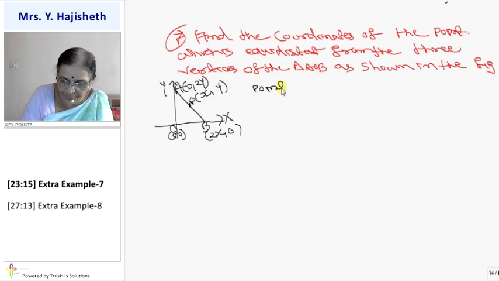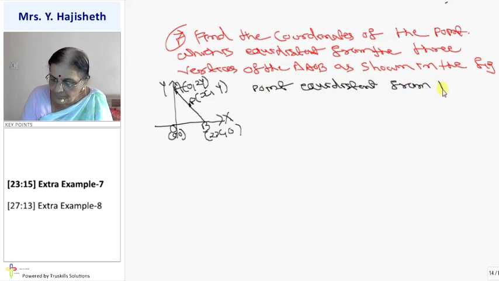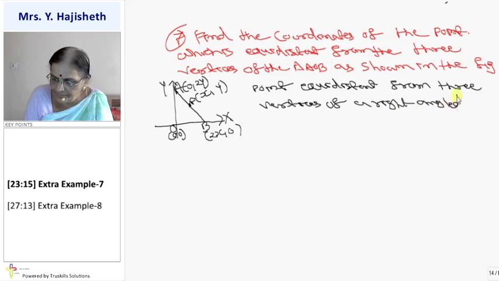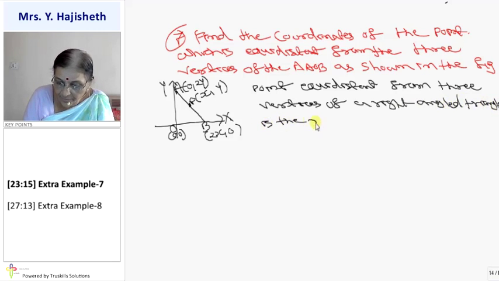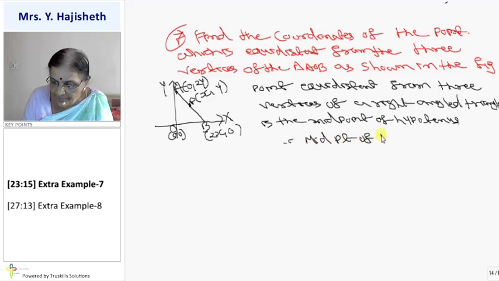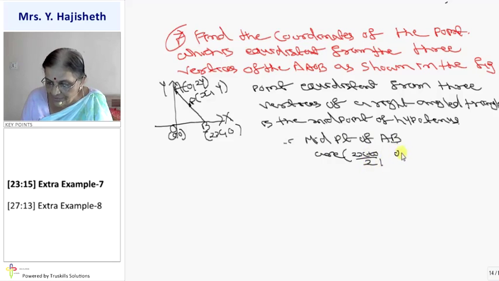So I write here: the point equidistant from three vertices of a right angle triangle. It's a right angle triangle, okay? Is the midpoint of the hypotenuse, a property of plane geometry. So midpoint of hypotenuse, midpoint of AB, are, now calculate, you will get (2x plus 0) by 2 and comma (0 plus 2y) by 2. So that is (x, y). Clear?